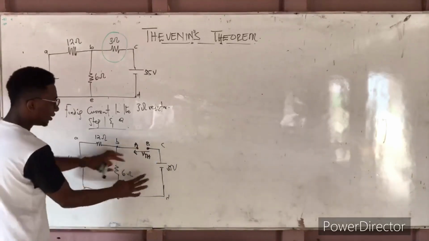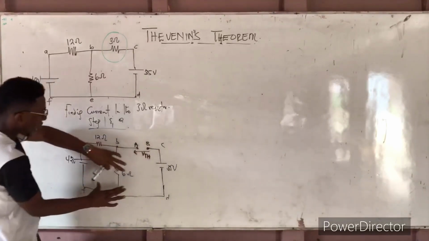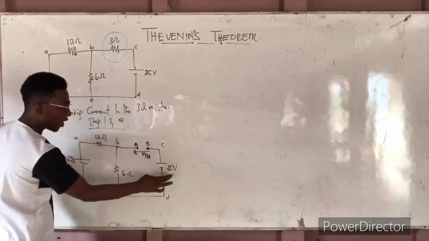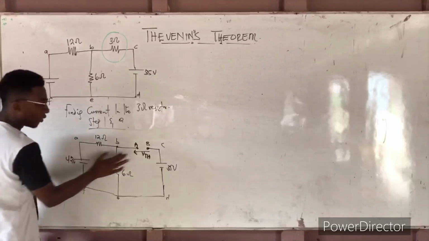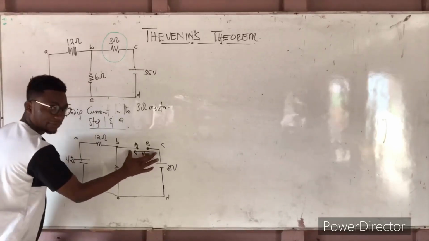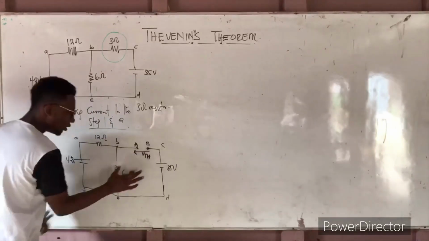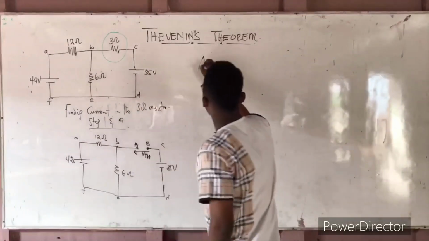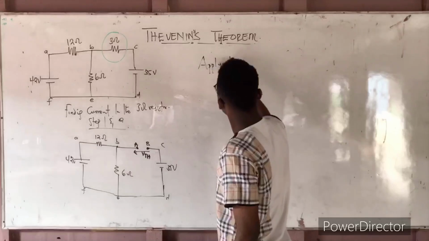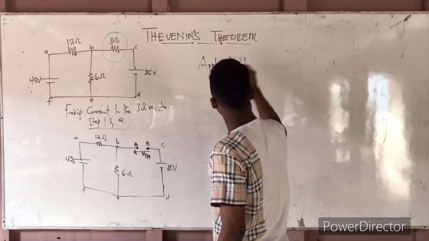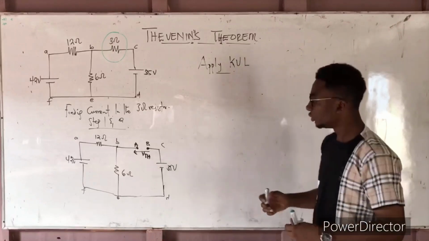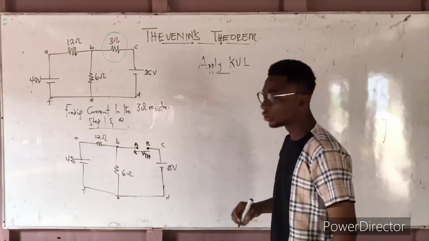We can consider this loop or mesh to find the Thevenin voltage here. Because we have a voltage here, a voltage here, and another voltage here, but this is the Thevenin voltage. So to find it, we can consider this loop and this loop. Now we would like to apply Kirchhoff's voltage law.